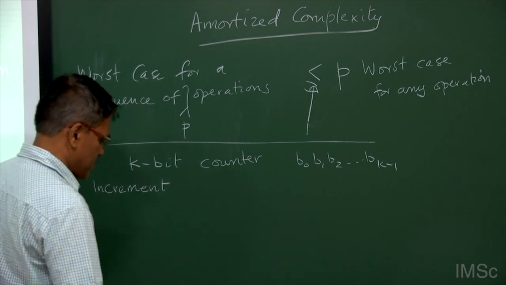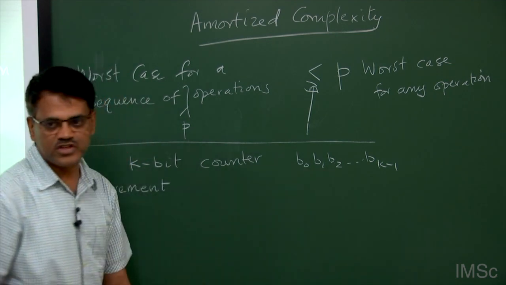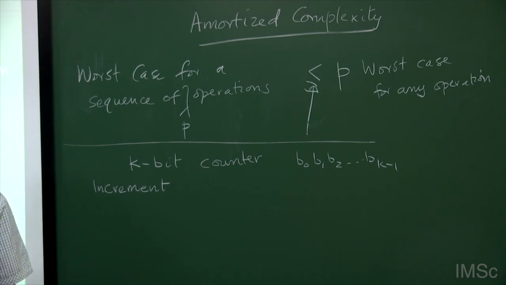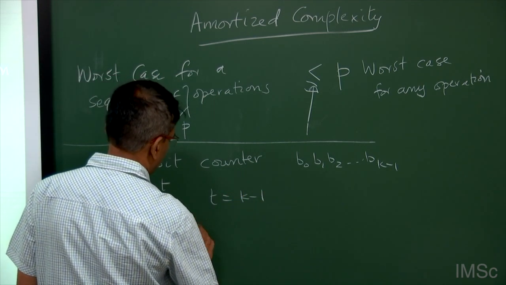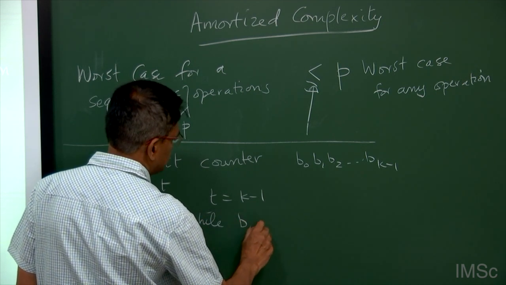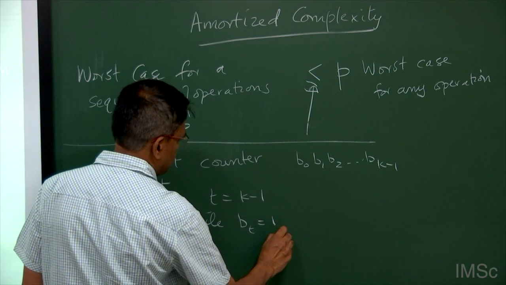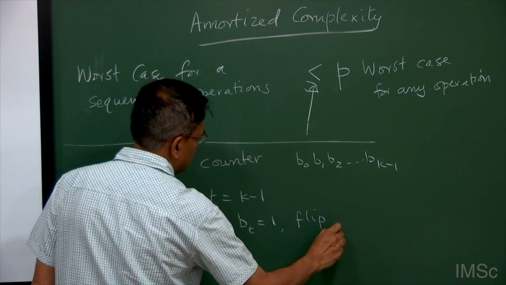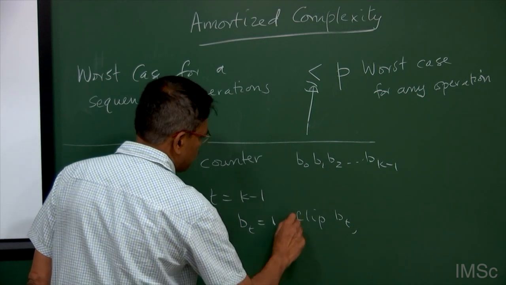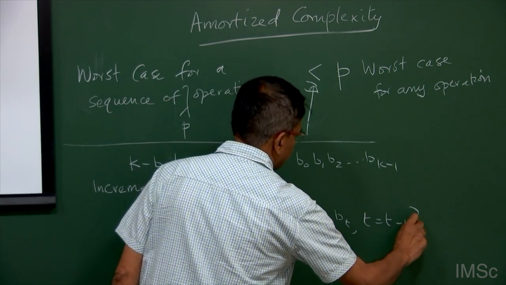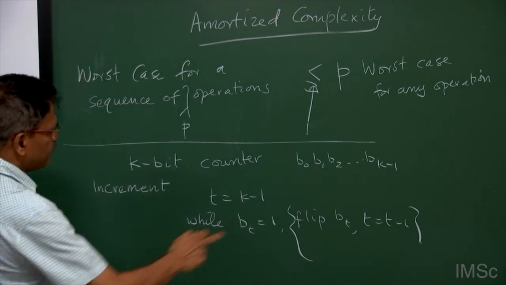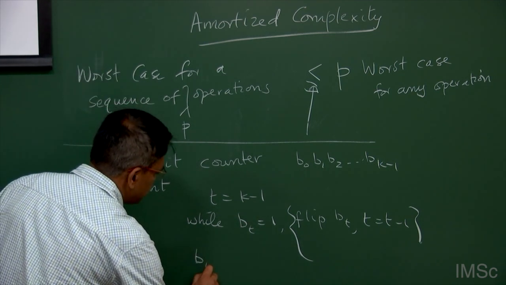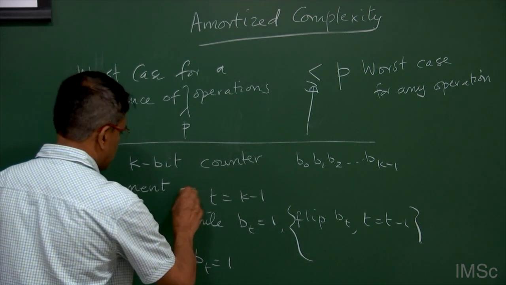So here is the algorithm. I start from the right and look for the first 0, flip all the 1s to 0 up to that point, and change the 0 to 1. Let's say I start with t equal to k minus 1. While dt is 1, flip dt and set t equal to t minus 1. When you come out of the loop, dt was 0, so I change dt to 1.